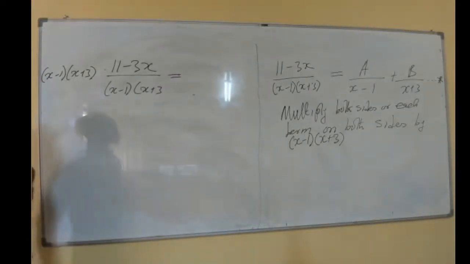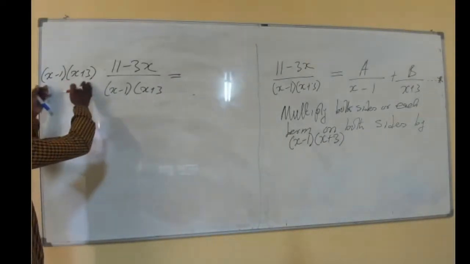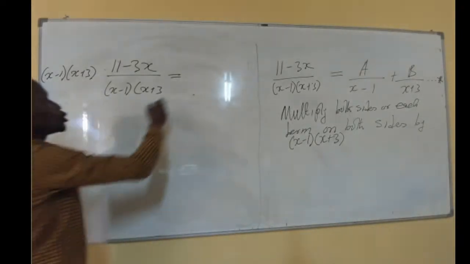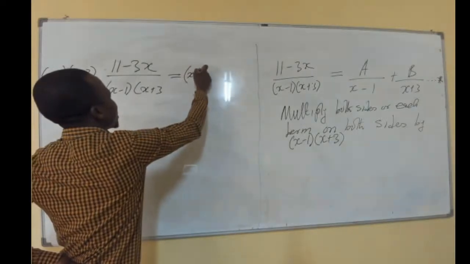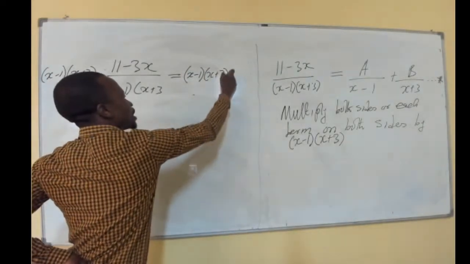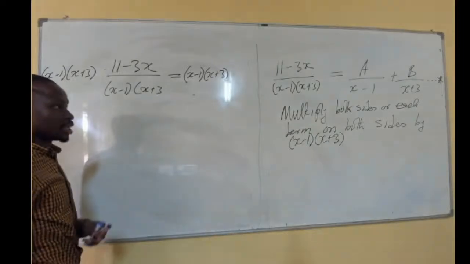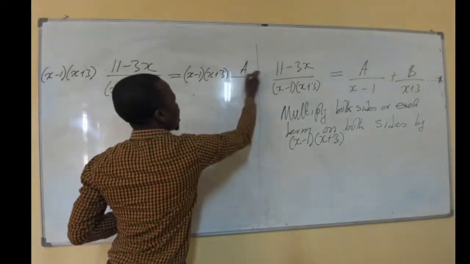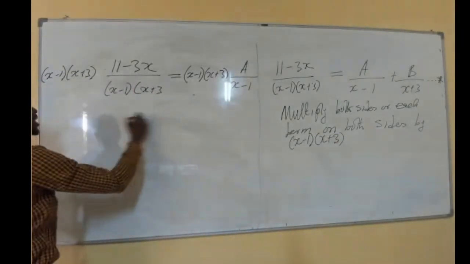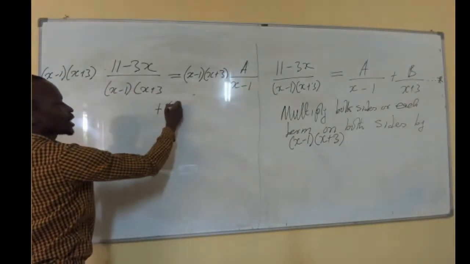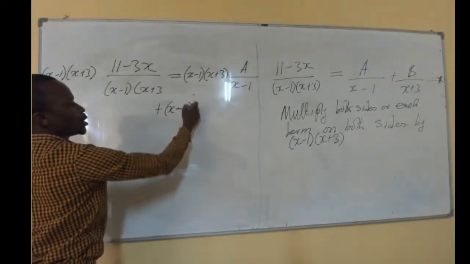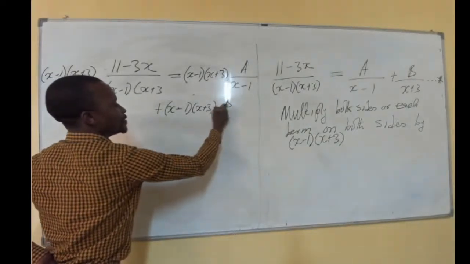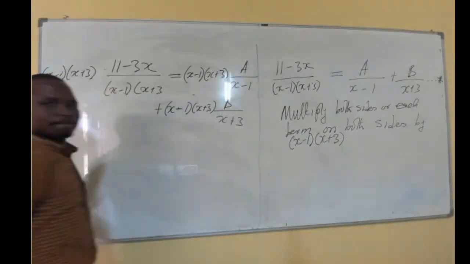This is equal to, so again, we are going to multiply by the same denominator. This denominator is for the original partial fraction. We also multiply by x minus 1, x plus 3. So this one is multiplied by a divided by x minus 1, then plus x minus 1 times x plus 3 multiplied by b divided by x plus 3.